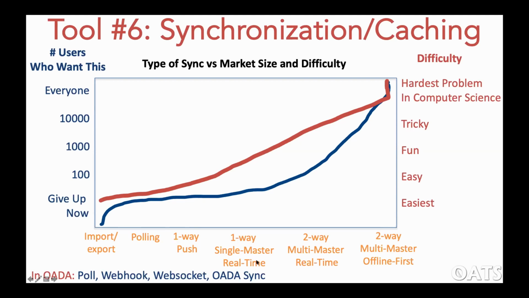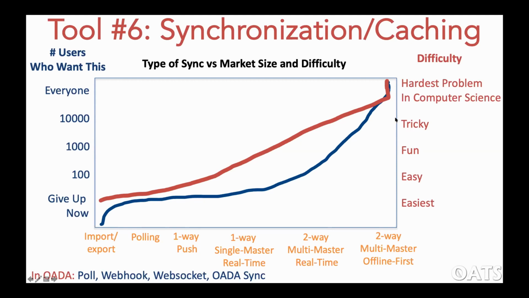One-way single master real-time sync means, though, that as soon as it comes in on your side, you're going to exactly make a copy of it on my side. And then a two-way multi-master sync means that if the data can change on either side of the equation, it gets replicated on the other side automatically.